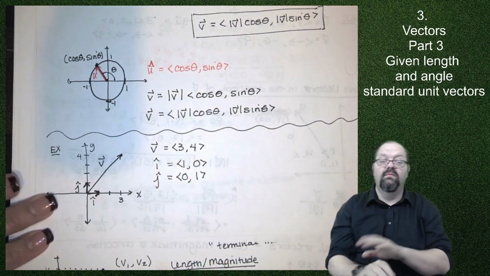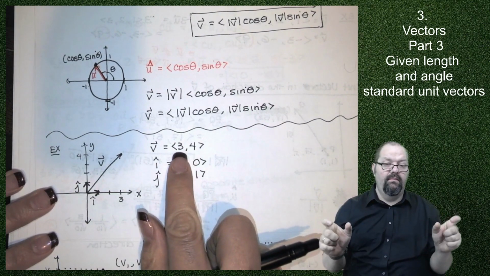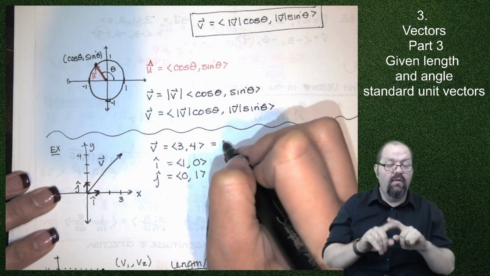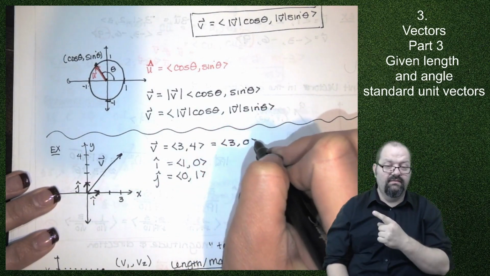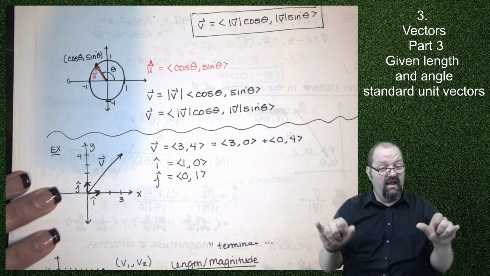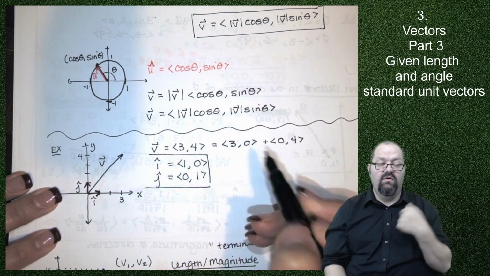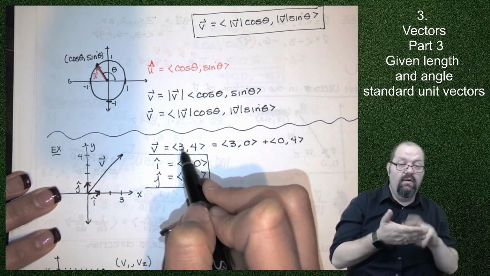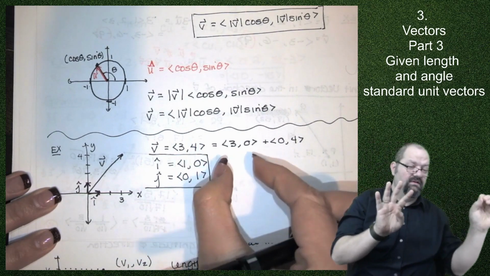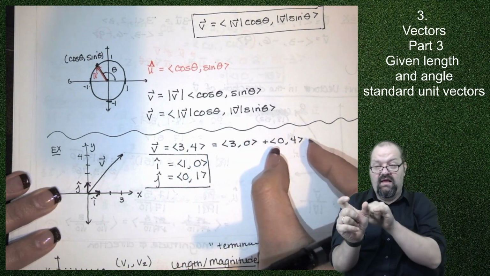Now watch this. This can be split up. I've written it as 3, 4 like this in component form, but I could also write it this way. Isn't that the same as this? Remember how we add vectors? We add component by component. Is 3 plus 0 3? Yes. Is 0 plus 4 4? Okay. So now I've split it into 2 pieces. This is the piece in the x direction and that's the piece in the y direction.